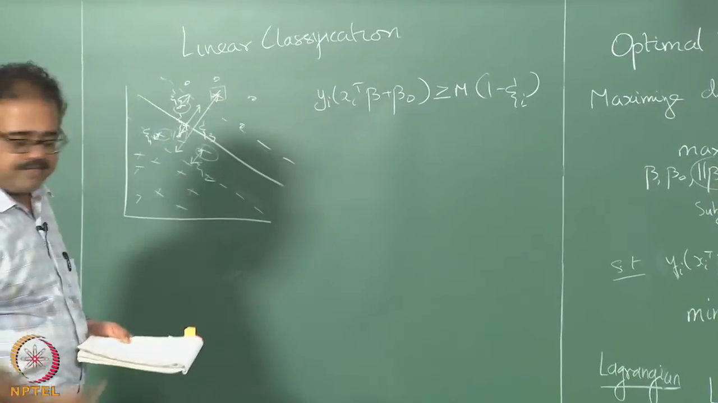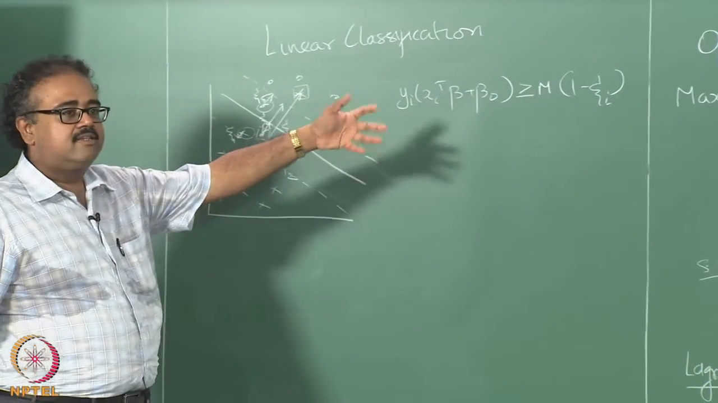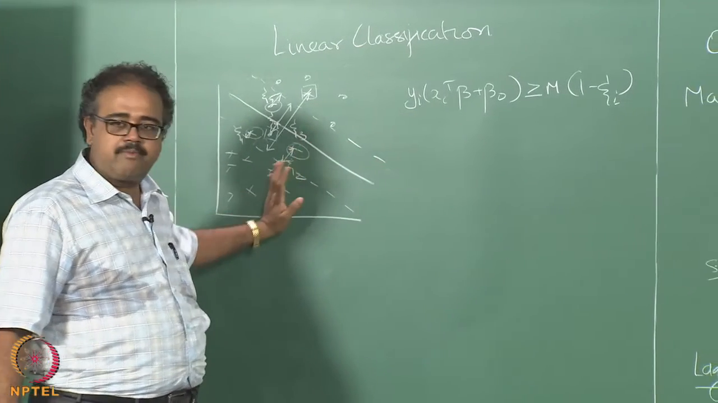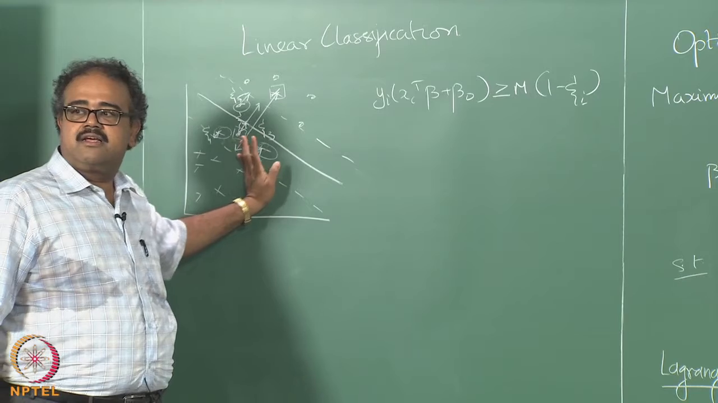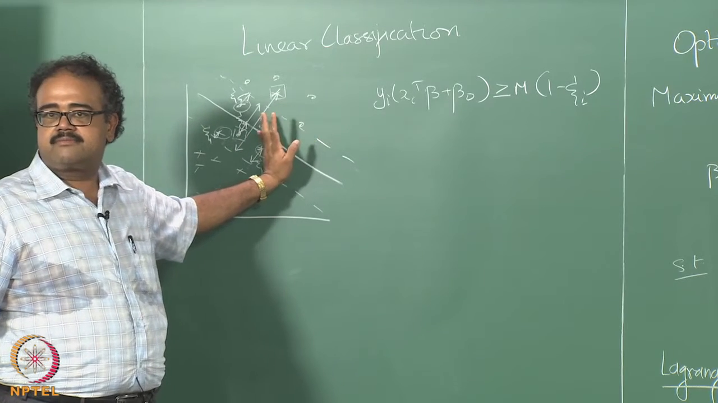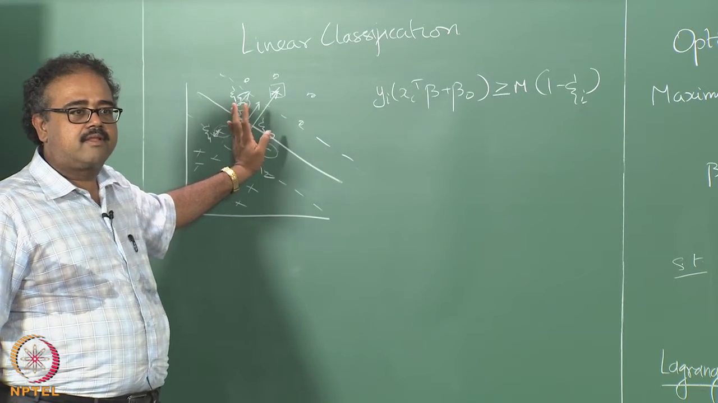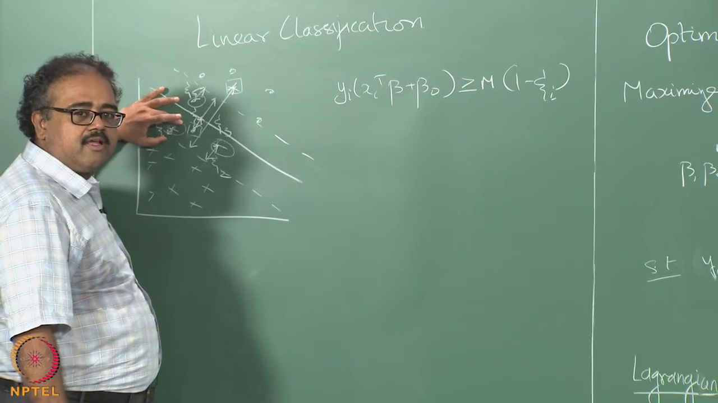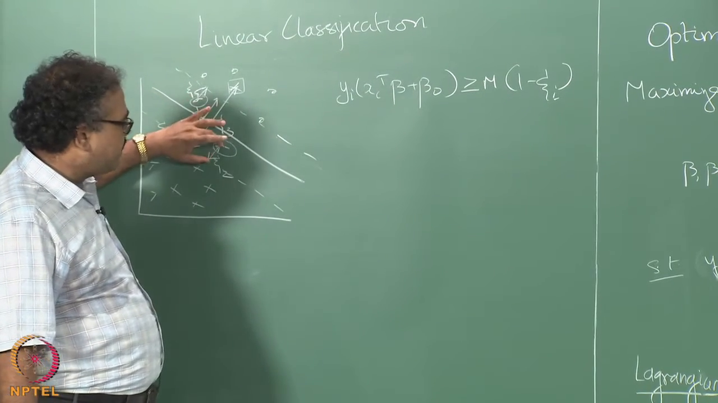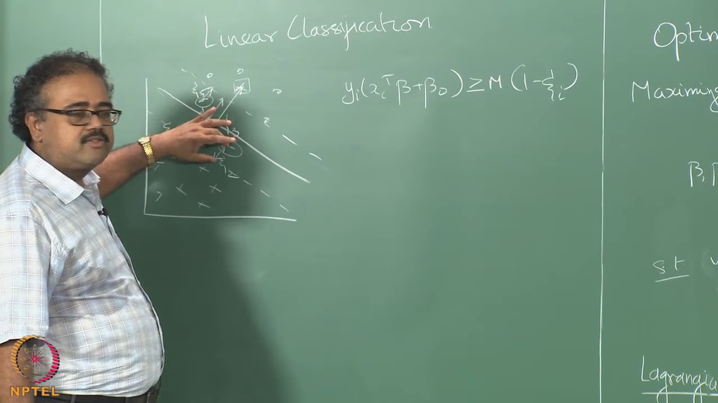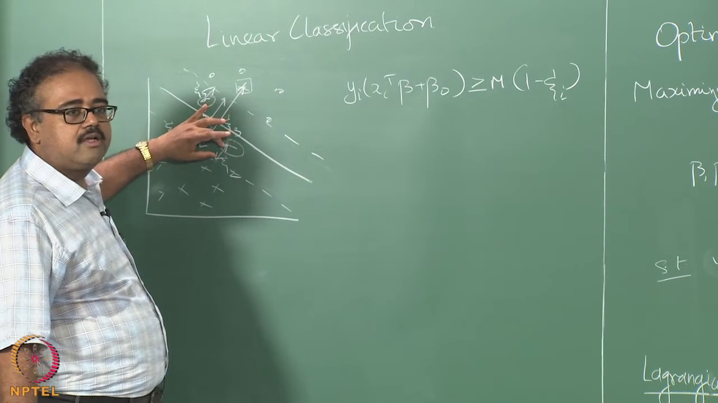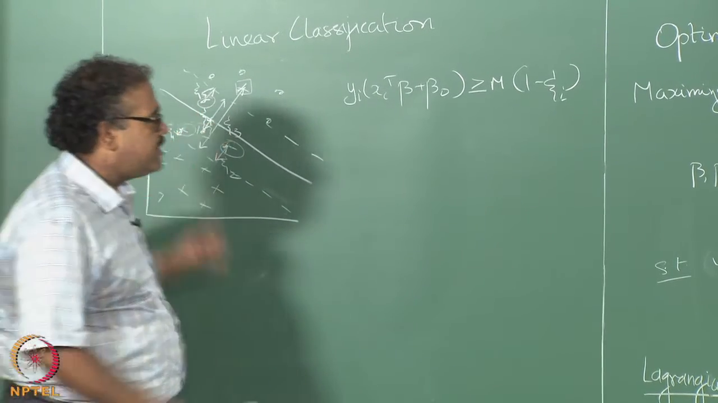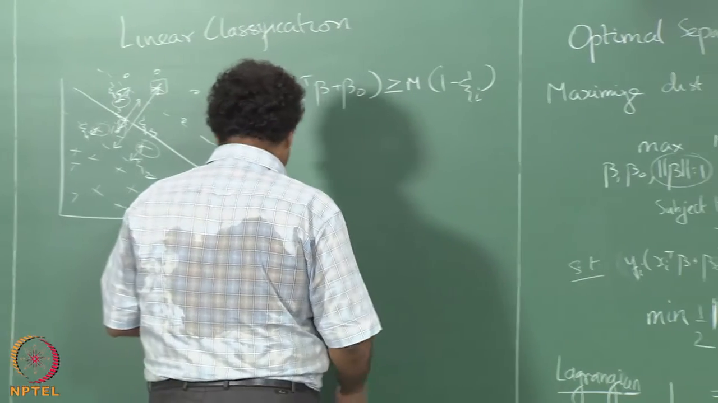So I drew this figure first because I wanted to get an idea of what these slack variables actually mean. These slack variables essentially tell you by what fraction you are violating the margin. So xi 1 is essentially what fraction of distance you are coming in from the margin. Like xi 2 is what fraction of the distance you are coming in from the margin. So if the margin is m, I have moved some fraction of the distance inside. So essentially that's what the xi tells me.